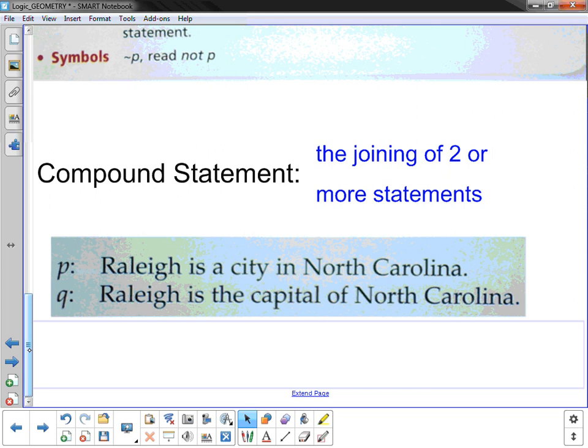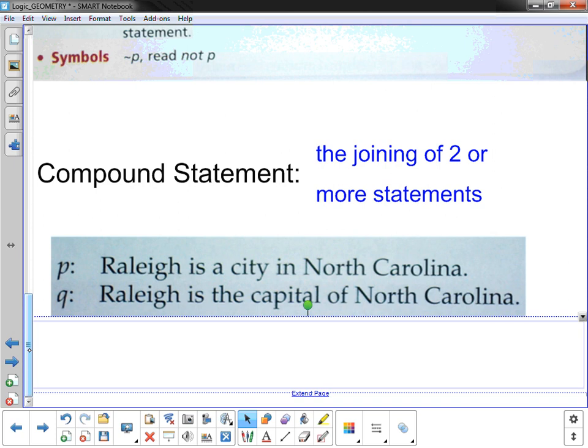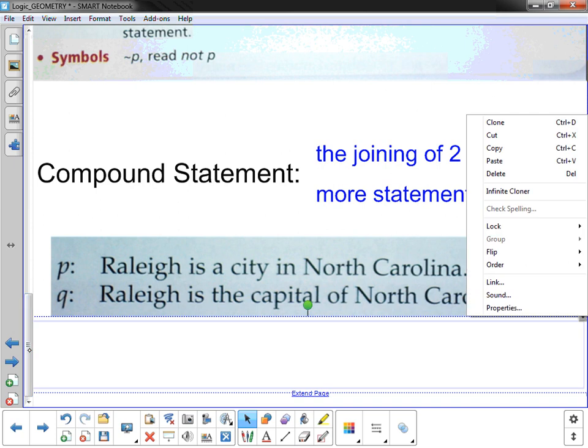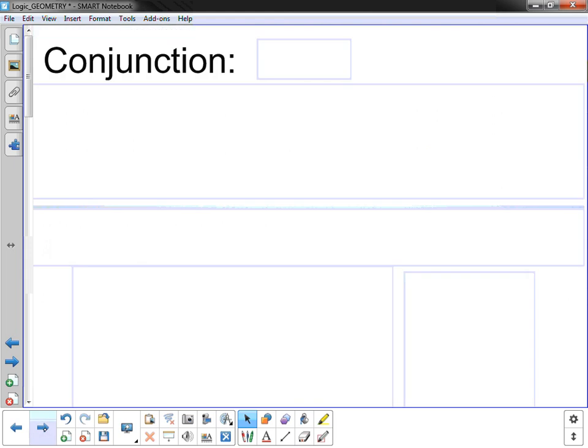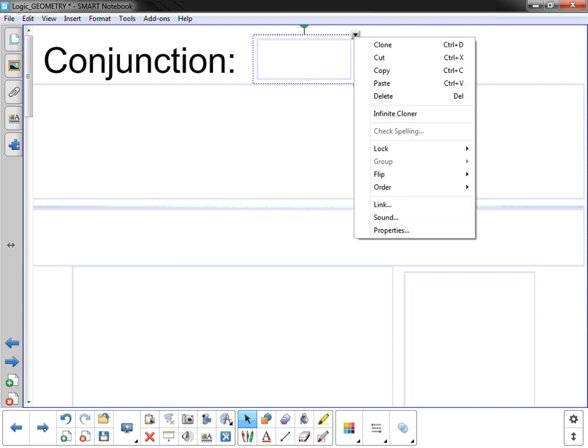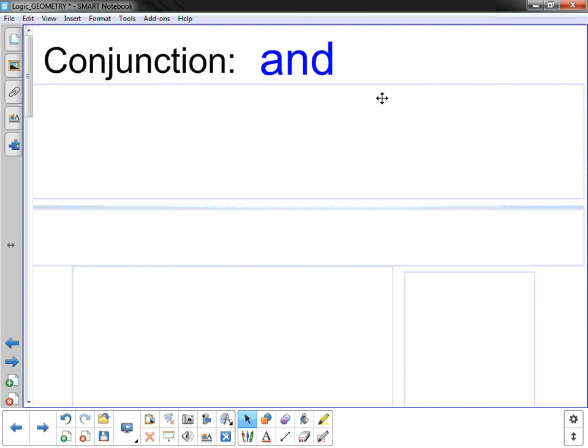Now, what we can do with that is we can combine them in multiple ways. One way is to say that Raleigh is a city in North Carolina and Raleigh is the capital of North Carolina. This is called a conjunction. Conjunctions are when we use the word and. So anytime I'm going to take two statements and combine them with the word and, I'm going to call that a conjunction.